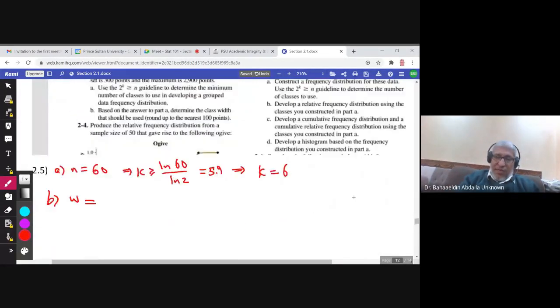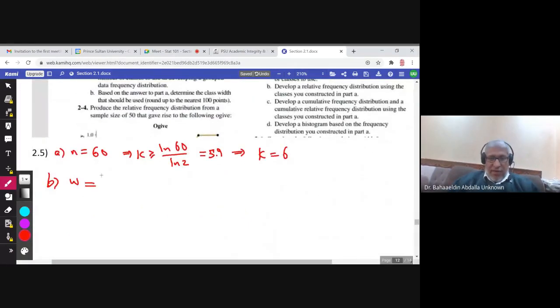So 17 is the largest value minus the smallest value, divided by the number of classes, which is 6. So the answer would be 17 divided by 6, 2.83. You round it up, and you take the class width to be 3.